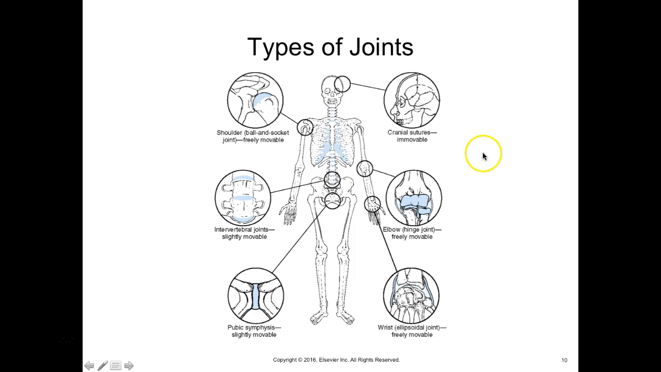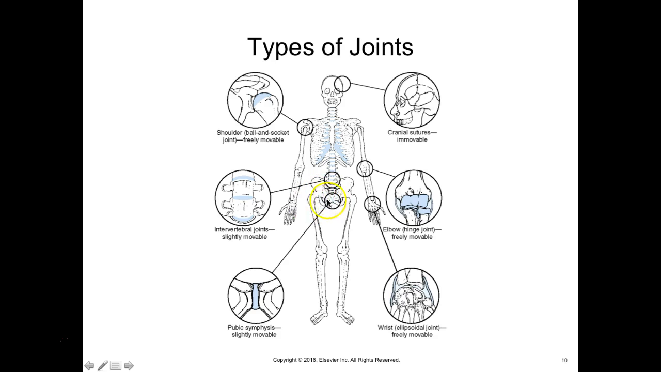This is just showing you some types of joints. Again, this is probably familiar from anatomy and physiology or medical terminology. So the ball and socket, cranial sutures. So it goes from freely movable to immovable, slightly movable like the intervertebral joints, and then freely movable again here with the elbow, which is a hinge joint.